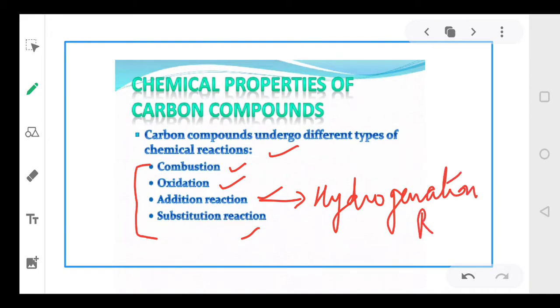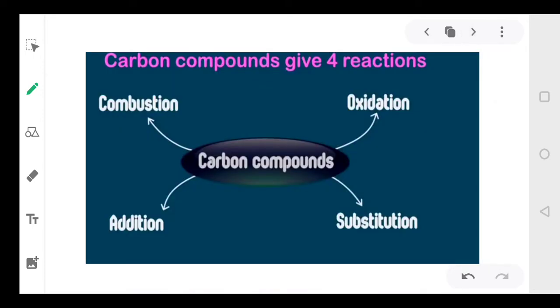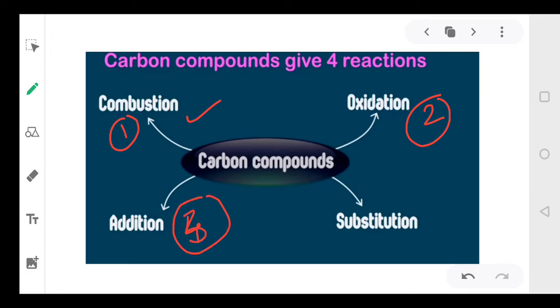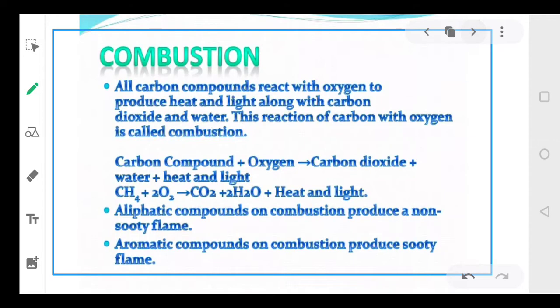So basically in the chemical properties, we will talk about 4 properties. Combustion is your first property. Second is oxidation. Third is addition, which is also called the hydrogenation reaction, and fourth is the substitution reaction. So let's start with the first reaction, which is called combustion.